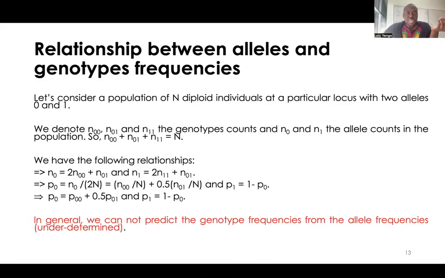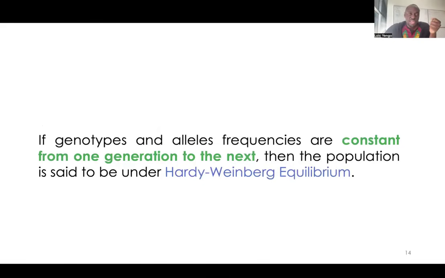But what is interesting is that Hardy and Weinberg have shown that under a set of assumptions, we can actually predict relatively well what those genotype frequencies will be from knowing the allele frequencies. And so the set of all those assumptions, when they hold, is referred to as the Hardy-Weinberg equilibrium. And this is the principle.